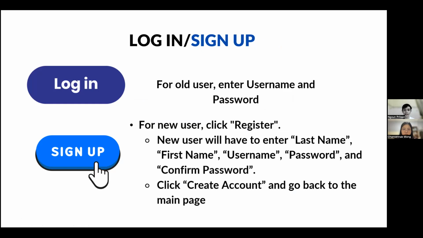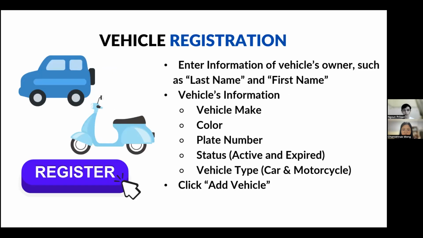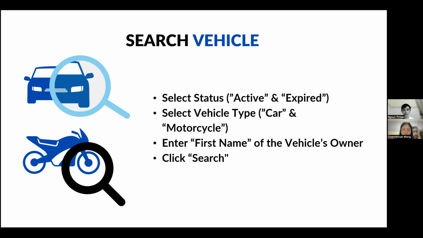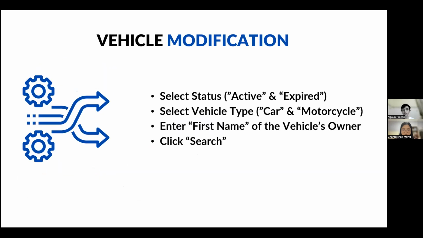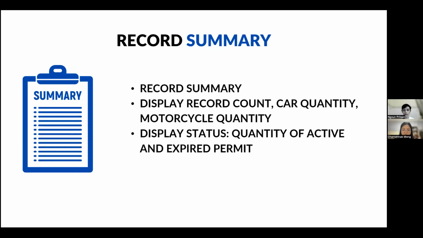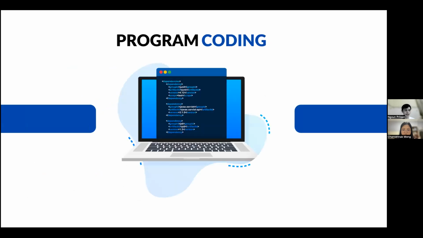So here's some guide on how to use our application, which I will show you in a moment. So here we go: registration, that we call modification, the step on how to use it. We call summary. So now I'm going to be explaining the code behind the operation or application.